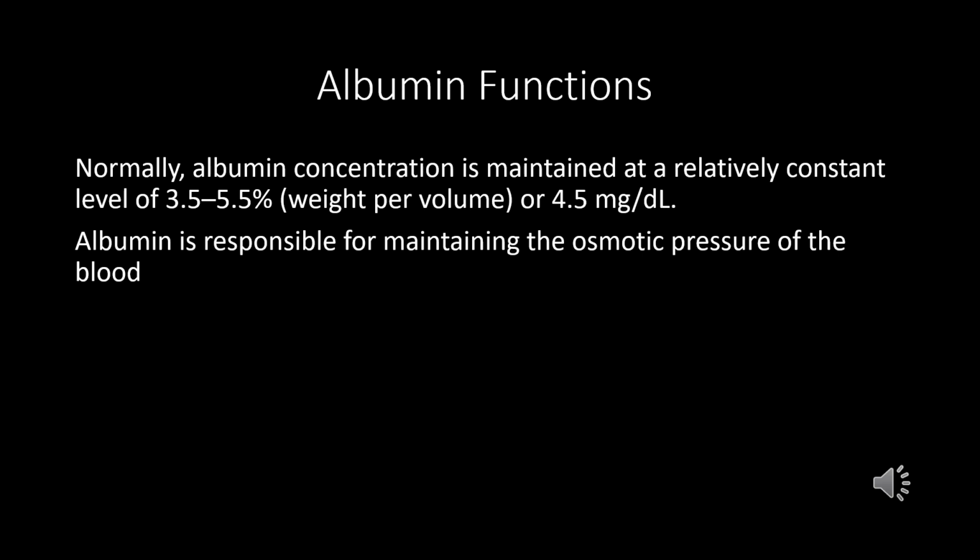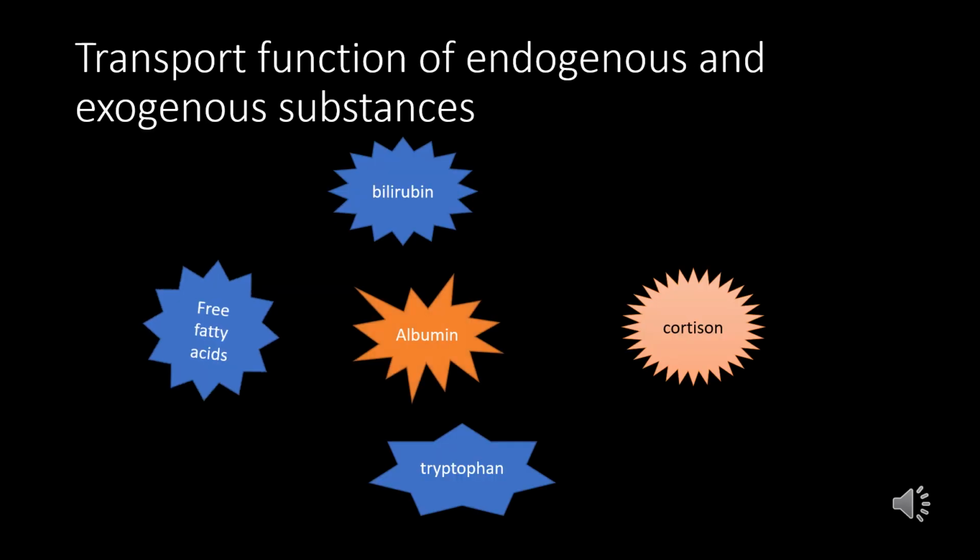Albumin has some important functions to play within the blood circulation, and normally albumin concentration is usually maintained at a relatively constant level, which is usually in the range of 3.5 to 5.5%, and this percentage is on a weight per volume basis. Albumin is also responsible for maintaining the osmotic pressure of the blood.